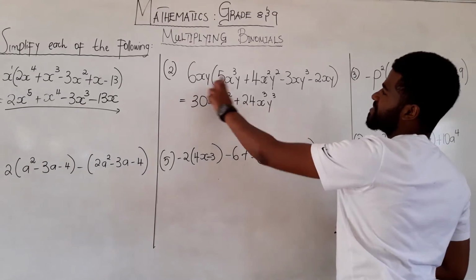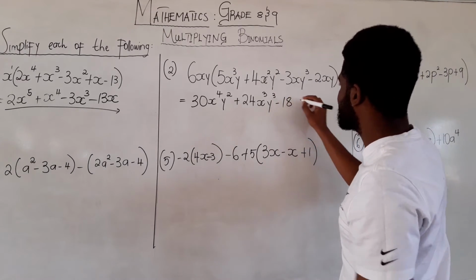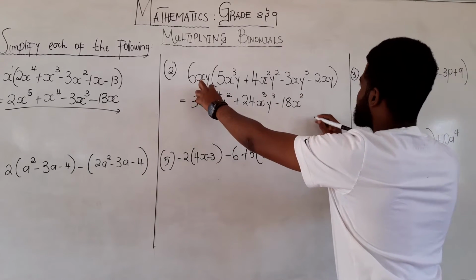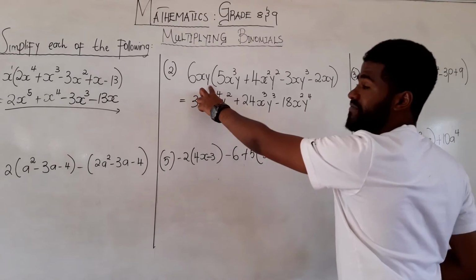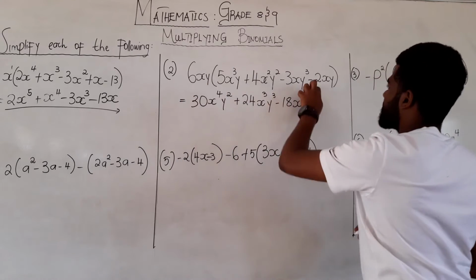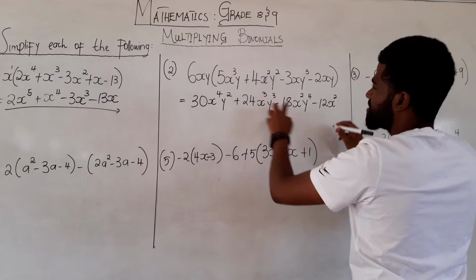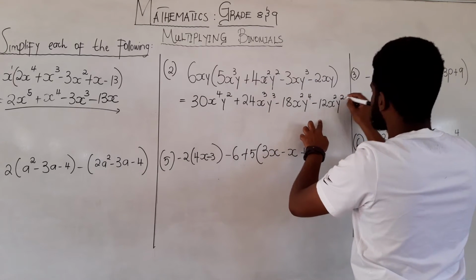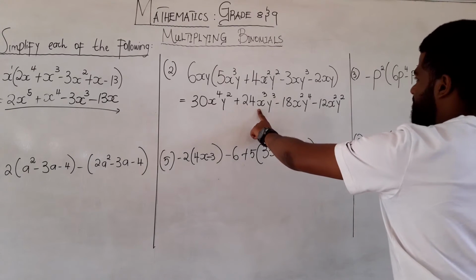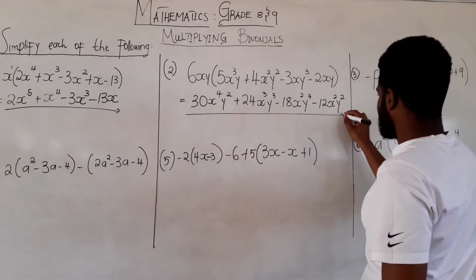And then 6xy multiplied by negative 3xy cubed will give us negative 18. x times x will give us x squared, where y times y cubed will give us y to the power 4. 6xy multiplied by negative 2xy: 6 multiplied by 2 will give us negative 12. x times x will give us x squared, y times y will give us y squared. So let us take a look if we have any like terms. This one doesn't have a like term, this one doesn't, this one doesn't, and this one doesn't. So this is our final answer.